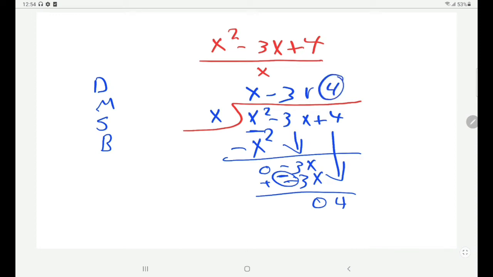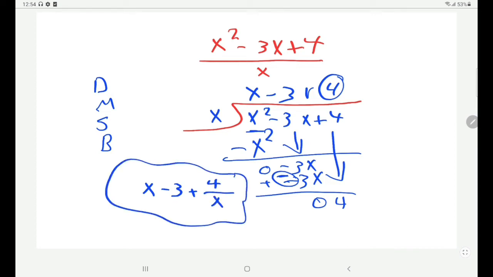And how do we write our answer? We write our answer as x minus 3 plus 4 over the divisor, as we agreed before. And that's your answer. So x minus 3 plus 4 over x is your answer.